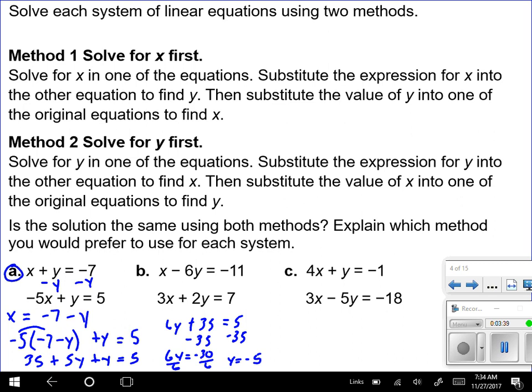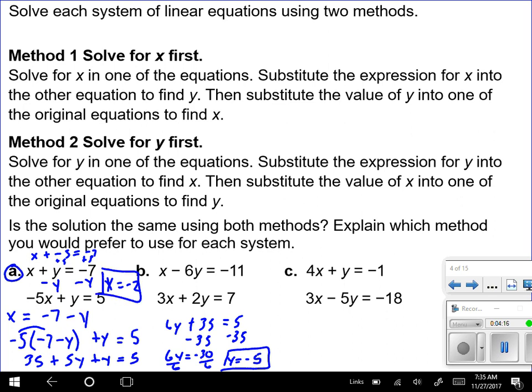Okay, so there I found y. This is my y value that's going to make both true. It says then substitute the value of y into one of the original equations to find x. Well, I'm going to plug it into the easier one in my opinion. So x plus -5 equals -7. So I'll add 5 to both sides. So x should equal -2.